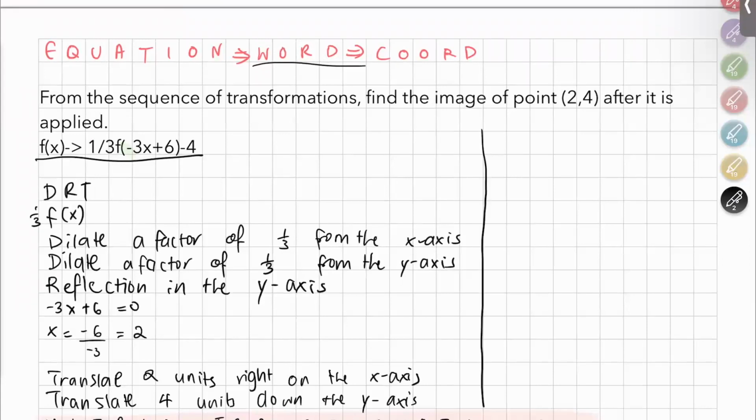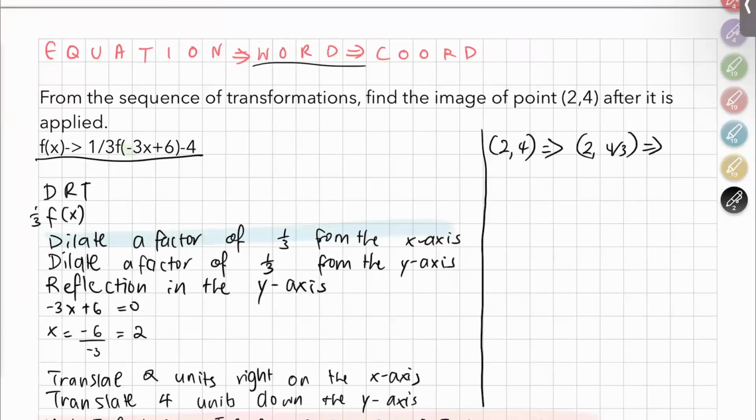Now, how does this impact the coordinate? So let's show you the transformation on the coordinate step by step. And you always have to go from the word transformation to show the impact on the coordinate. We start out with our first step. We're dilating a factor of 1/3 from the x-axis. This means it has an impact on the y value. So you just times 1/3 with the y value, which becomes 2, 4 over 3.